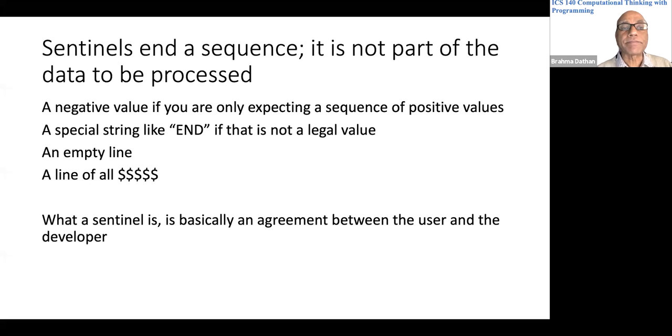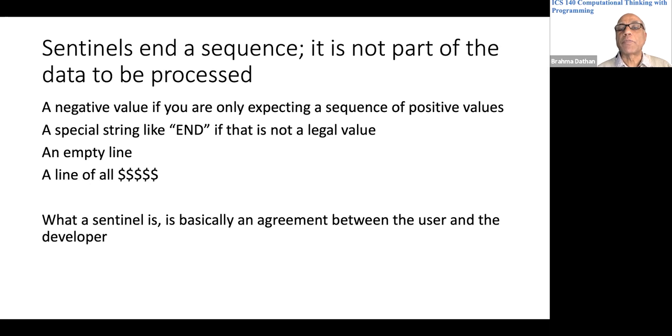And we only processed numbers that are 0 or more. If we got a negative number, we immediately quit the program. That negative number is said to be a sentinel in that context. A sentinel is a value that ends a sequence. It is not part of the data to be processed. So you get a number of pieces of data and you process all of those pieces, and then you get a value that is not considered part of the data.